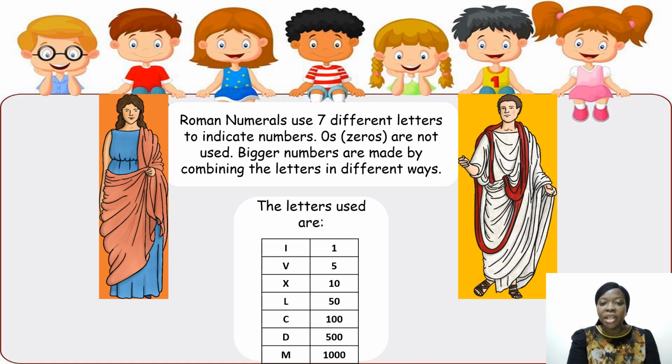Roman numerals use 7 different letters to indicate numbers. Zeros are not used. Bigger numbers are made by combining the letters in different ways. The letters used are I, V, X, L, C, D and M. I represents 1, V represents 5, X represents 10, L represents 50, C represents 100, D represents 500, and M represents 1000. These are the letters used basically to write our numbers in Roman numeral.